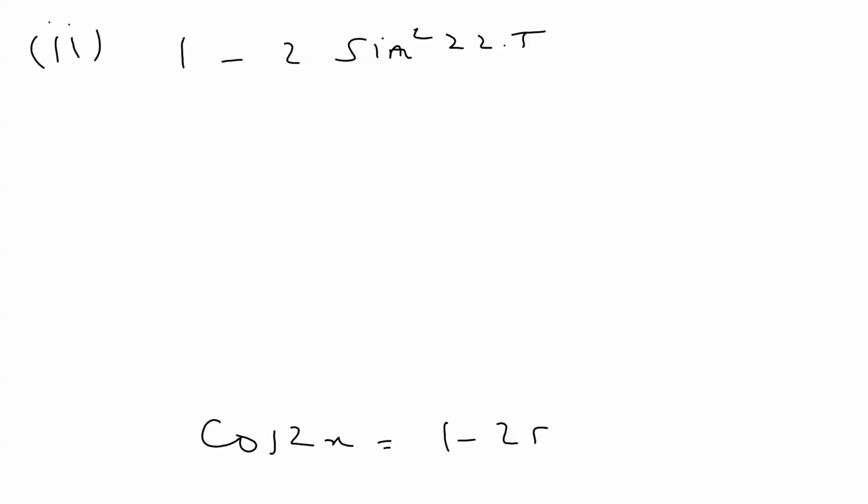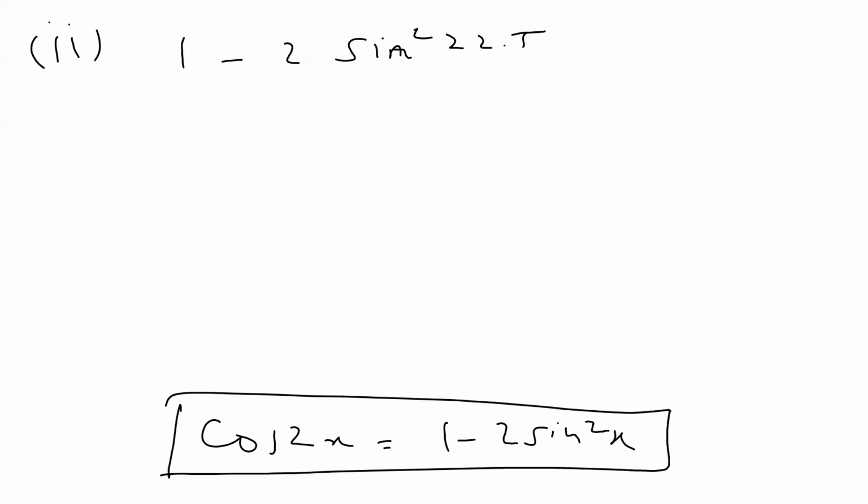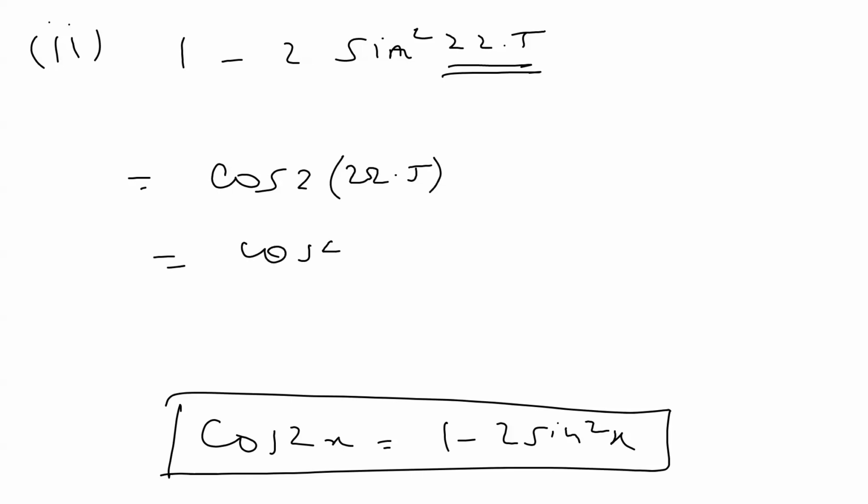Sub question 2, 1 minus 2 sine square 22.5. Now, cos 2x, there are four formulas for cos 2x. One of the formulas is 1 minus 2 sine square x. So if this is x, this is going to be cos 2 into x. So cos 45, which is equal to 1 by root 2.